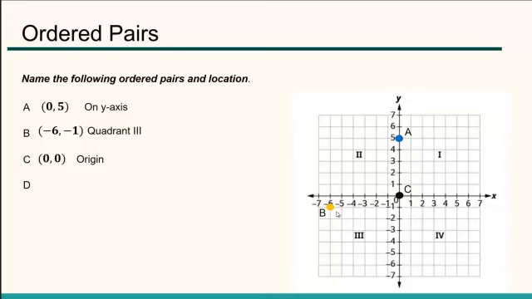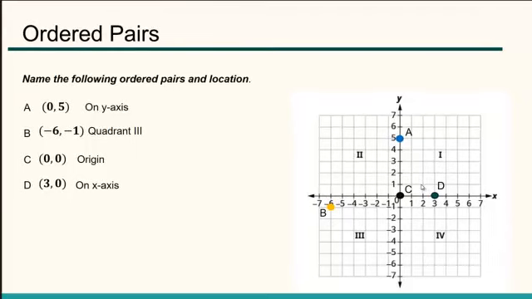Let's look for point D. Now point D is sitting right there. I'm going to go right 3, so my x-coordinate would be a 3, and I'm not going to go up or down at all. So my point would be 3, 0, and this would be on the x-axis. Now that's all we have for graphing these ordered pairs, or sometimes they're called coordinate points. You could call them that as well.